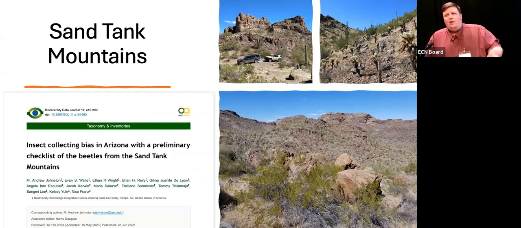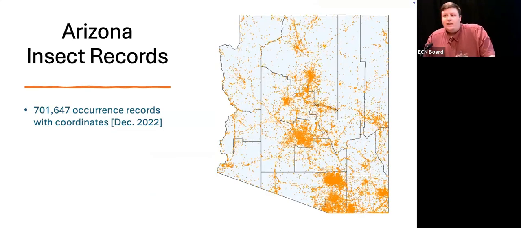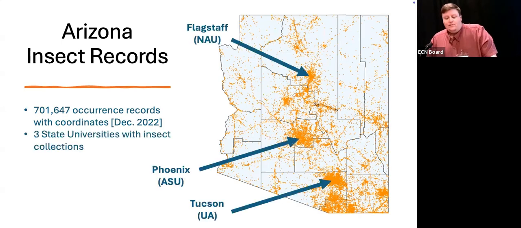But in thinking about that, how do we quantify collection bias across space? And so we can look at the state of Arizona, for instance, and here are 702,000 records with GPS coordinates. And we can just visually see that these are not distributed evenly throughout space. In part, we can see where the 3 state institutions are. These universities all have active collections with active digitization programs. So we can kind of see that.